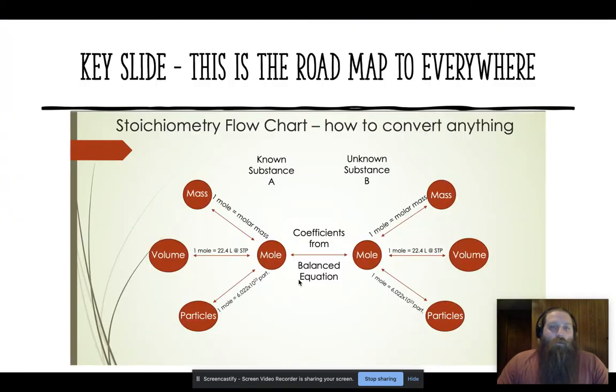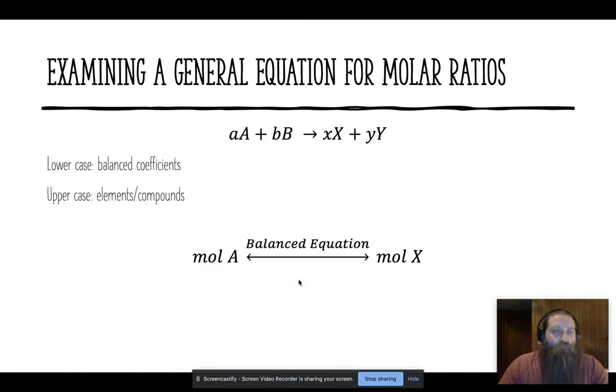Now, from the overview PowerPoint, this slide is the most important slide that you'll have. It tells you how to convert anything into anything else. So you need to know this slide like the back of your hand. We're probably going to look at it a couple times as you learn it. So you need to be able to look at this slide.